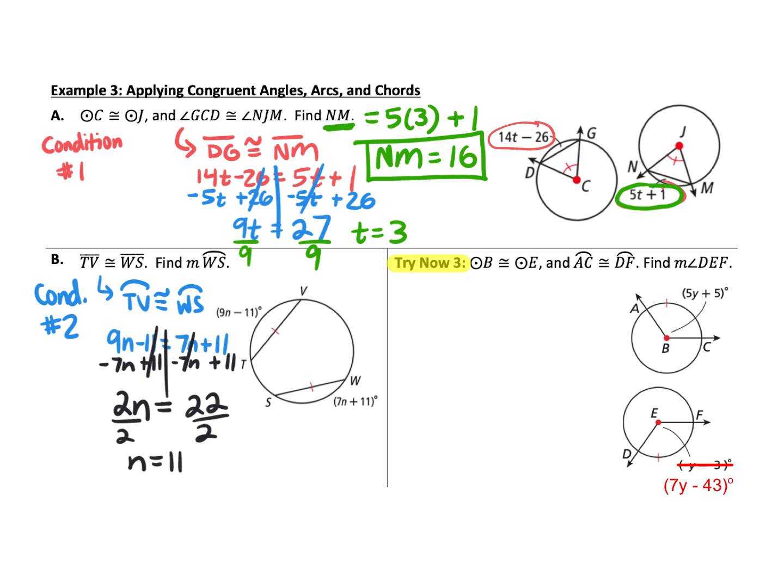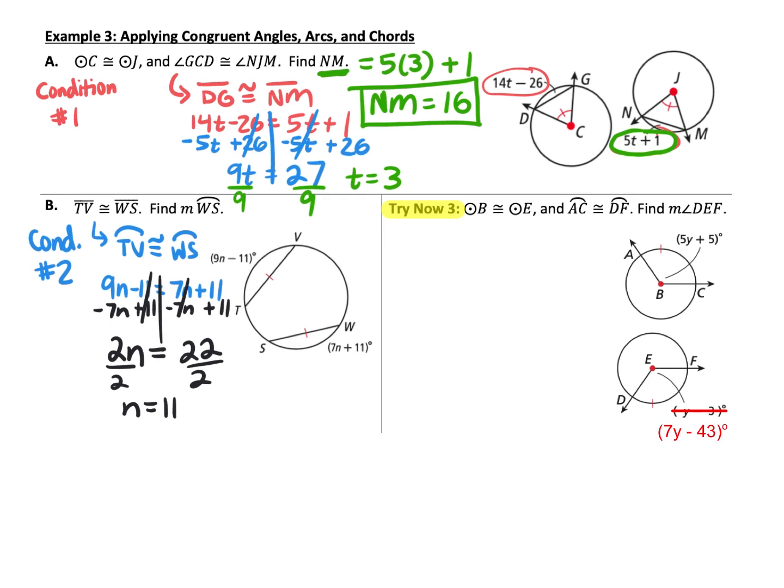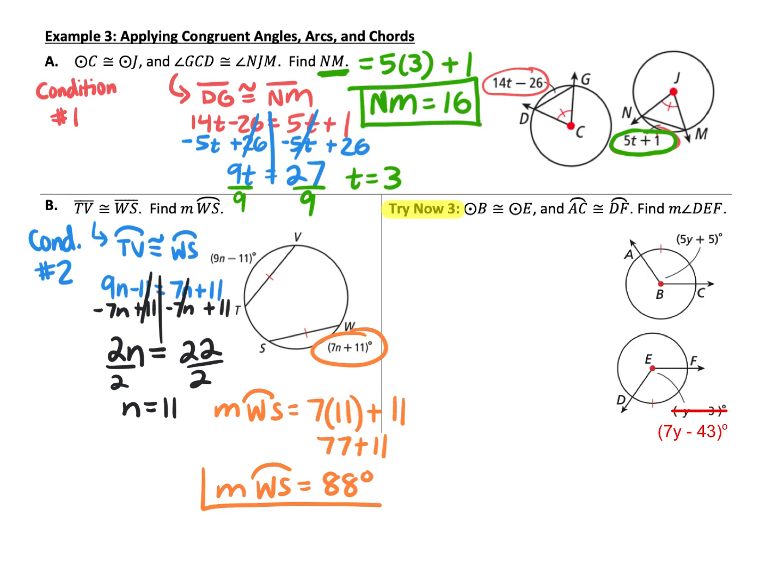Now that we know that n is 11, we can find the measure of the missing arc. So the measure of arc WS, I can see, is 7 times n plus 11, so 7 times 11 plus 11. And when you do that, that's 77 plus 11. So that means that the measure of arc WS is 88 degrees.